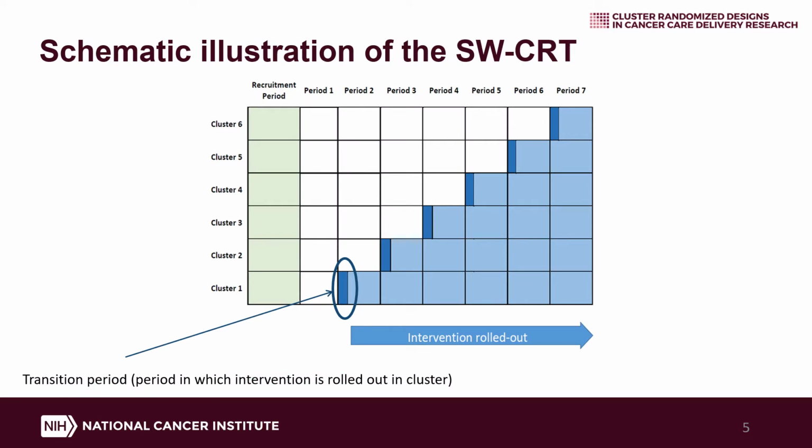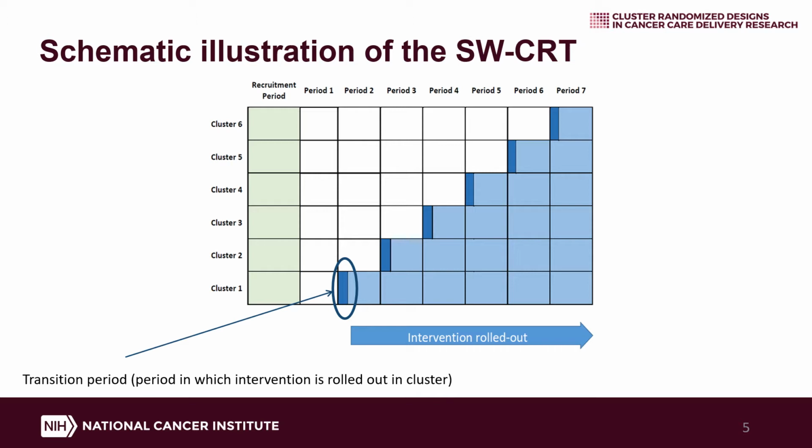So we're going to start by looking at a schematic representation of the stepped wedge design. In this schematic representation, we've got 6 clusters. And each of the clusters gradually and also randomly transition from the control to the intervention condition. So the control is the shaded white area here, and the intervention condition is the light shaded blue. And the dark shaded blue represents what we call a transition period, a period in which the intervention is rolled out in each of the clusters.